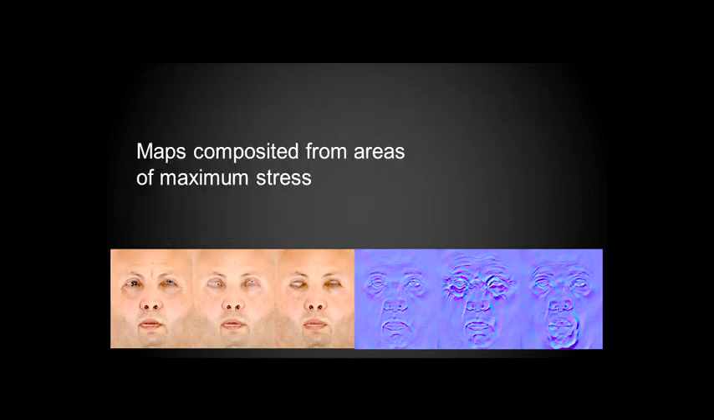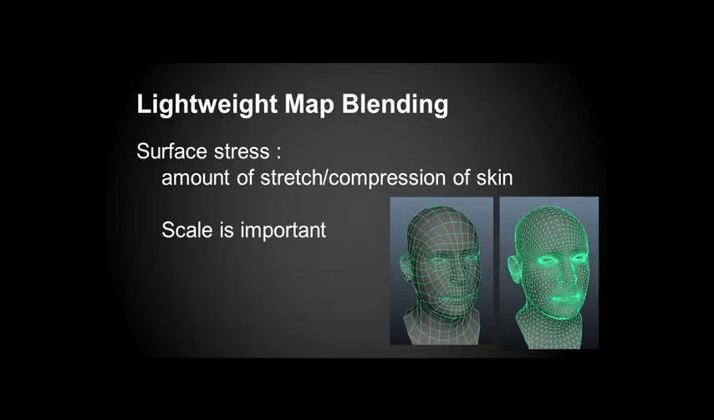Now these maps we created them by compositing the areas of maximum stress in all the shapes that we have, which means that since we have just 3 maps, some of them contain detail from multiple maps. So how do we define this surface stress? Because we're going to use that value both to create these maps and to display them at runtime.